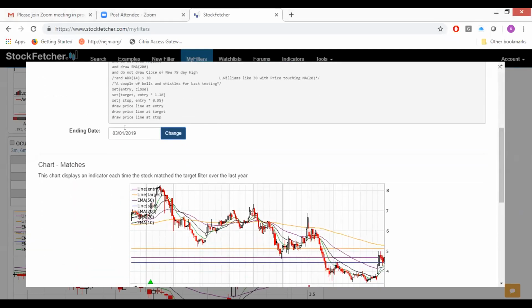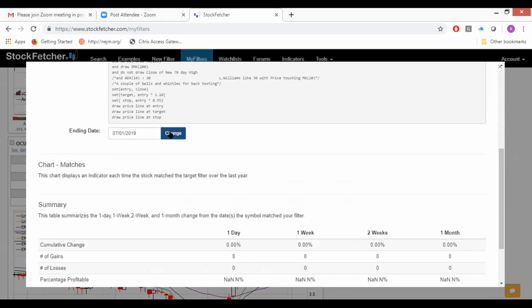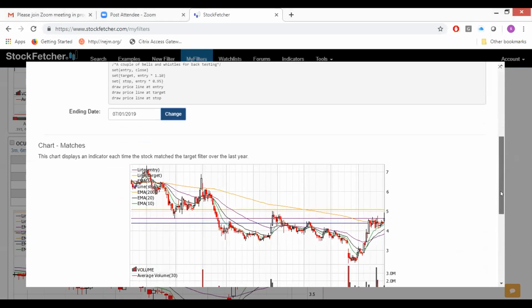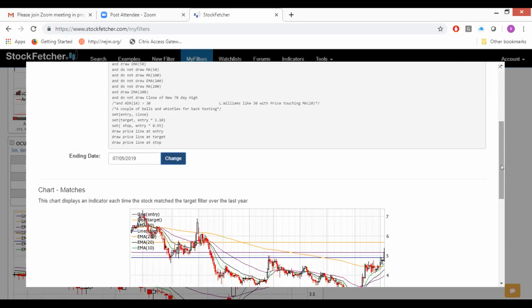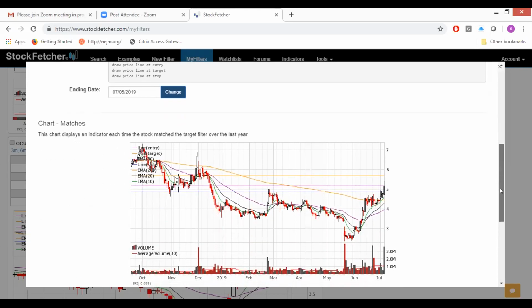And let's just go back to the beginning. What was it, July, so July. Let me just change that. And I think there was a gap up because it showed up on the screen, right? So that was yesterday. Well, it went up. I don't know if that's a gap up.